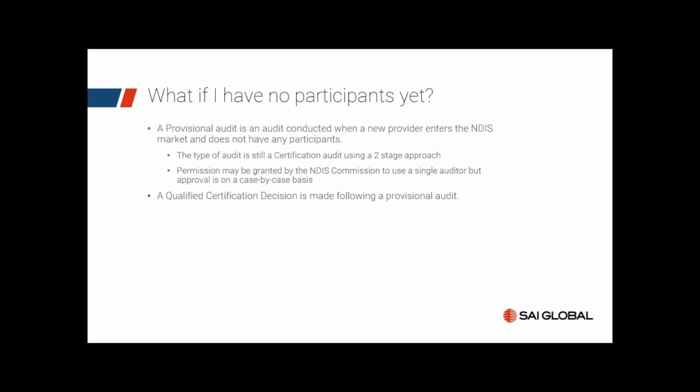Because that means there's a little bit less work in the audit, we might get permission by the NDIS Commission to use a single auditor. Normally audits would be done by a team of 2 people. Approval though is on a case-by-case basis, and we must gain approval from the NDIS Commission every time we want to use a single auditor for a certification audit. After a provisional audit, a qualified certification decision is made.